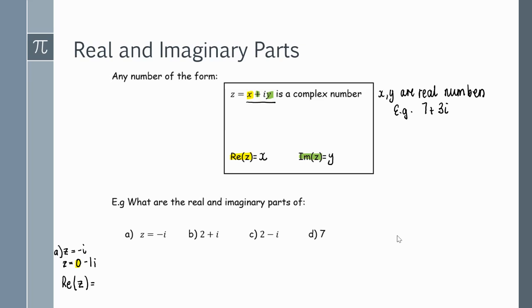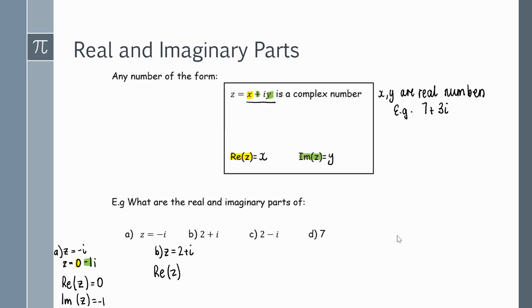And I can easily now see what my y part is also. The imaginary part would just be the coefficient of the i, which is negative 1. We do exactly the same thing for the next 3 examples. Make sure they're in the form z equals x plus iy, and then we can identify the real part.